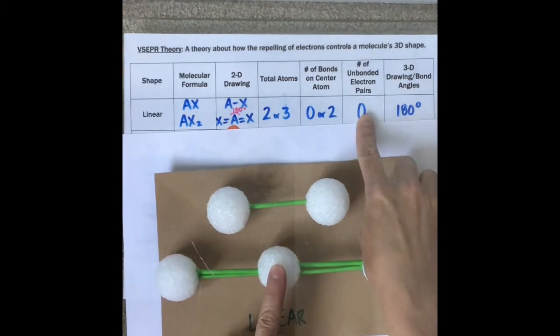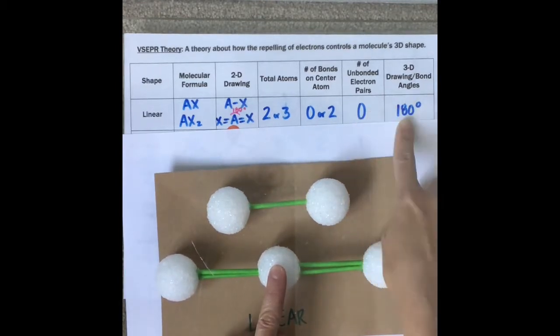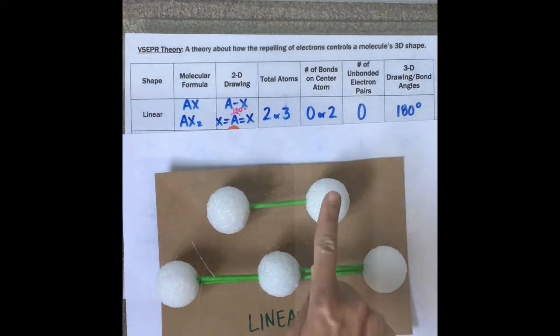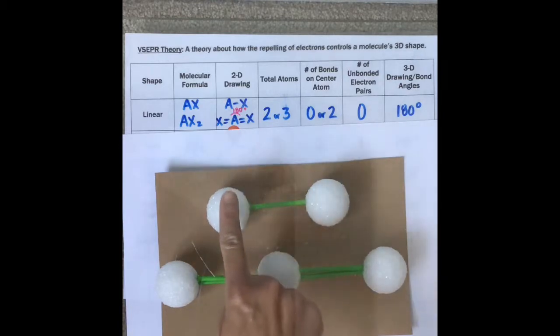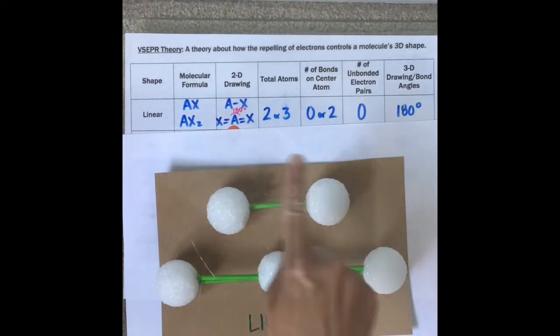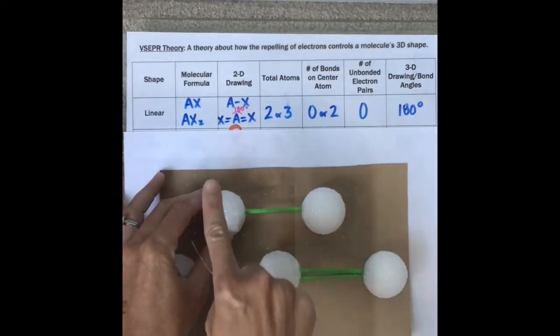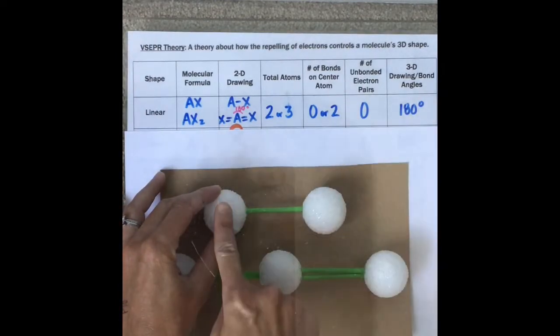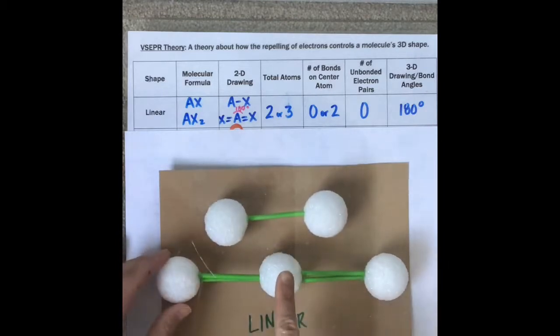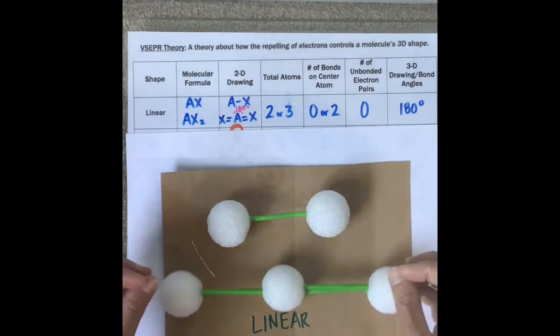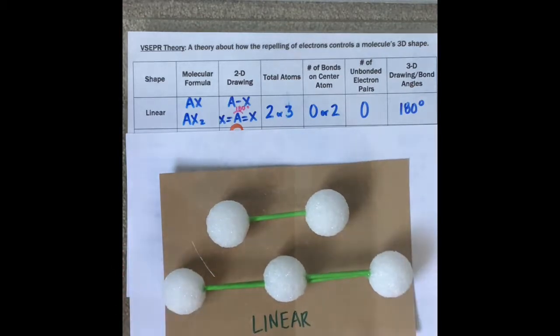There are no unbonded pairs, and you do need to memorize the bond angle. So you're thinking about how far apart the atoms on the exterior are from each other. And we would say that in a linear molecule, they are 180 degrees apart. Same thing for this one. 180 degrees between your two outer atoms. So that is what linear would look like.